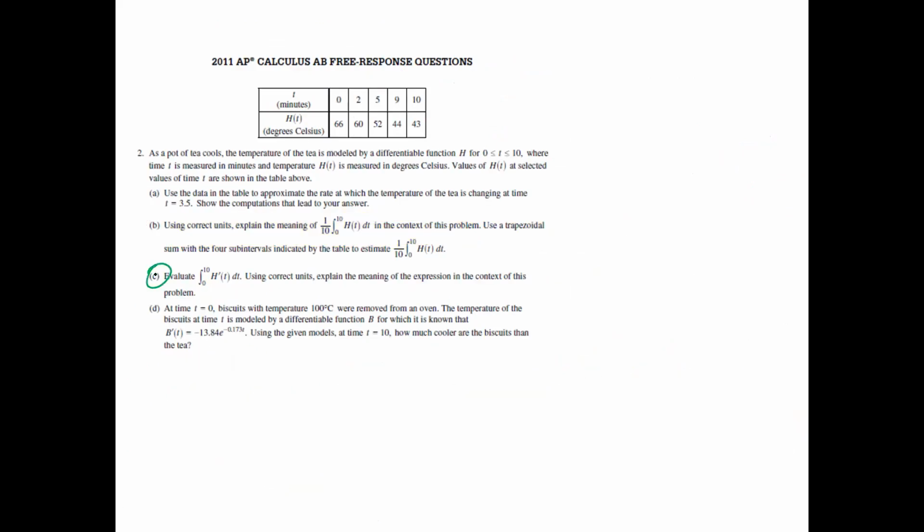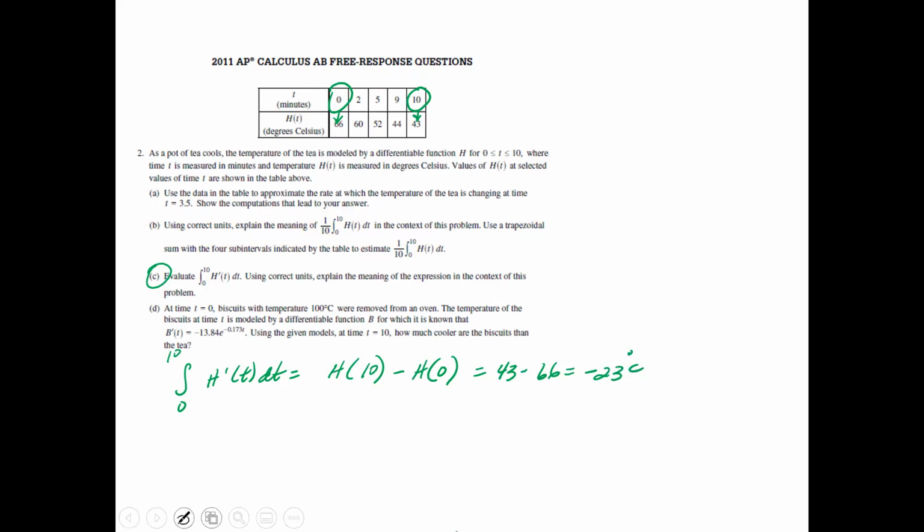All right, let's take a look at part C. For part C, it says evaluate the integral between 0 to 10 of h prime of t dt using the correct unit. Explain the meaning of the expression in the context of this problem. So in between 0 to 10, h prime of t dt is basically the rate of change, okay? So it's h of 10 minus h of 0, which is equal to 43 minus 66, which is negative 23 degrees Celsius.